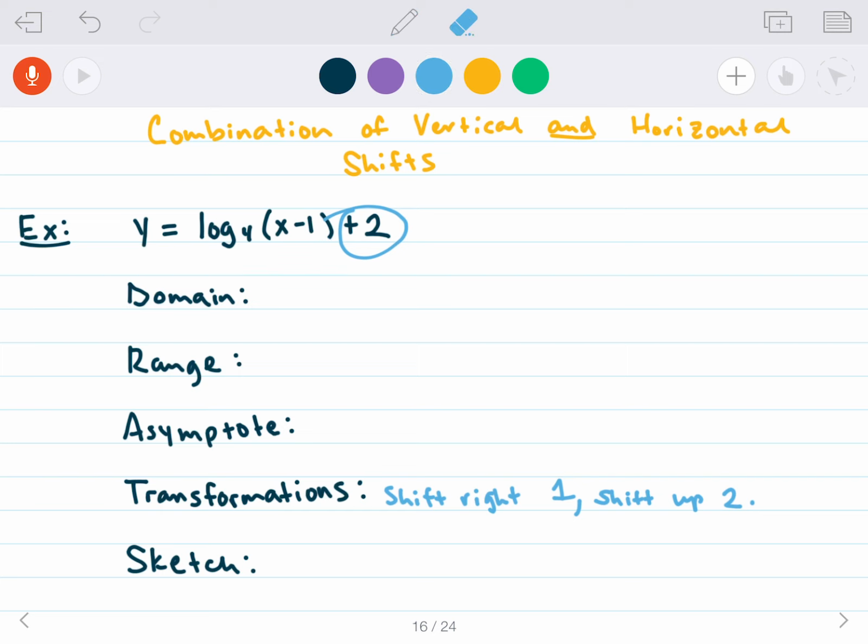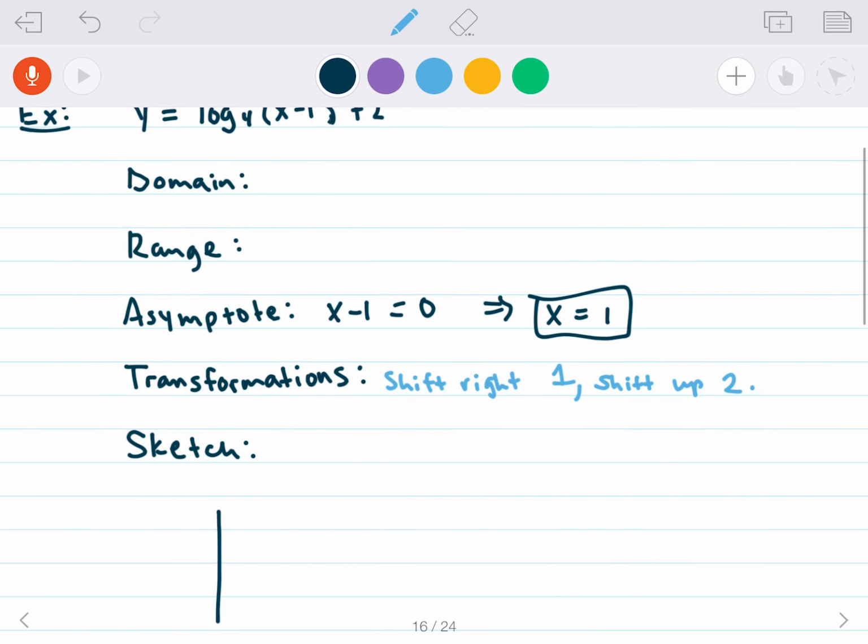Cool. All right, let's talk about our asymptote. Our asymptote occurs when the argument equals 0. So when x minus 1 equals 0 and we solve for x, we get that our asymptote is at x equals 1. Okay? All right, let's do a little t-chart so that we can do a sketch. First thing is my asymptote, my first key point here. When x is equal to 1, we have an undefined answer, which is going to be where my vertical asymptote is.